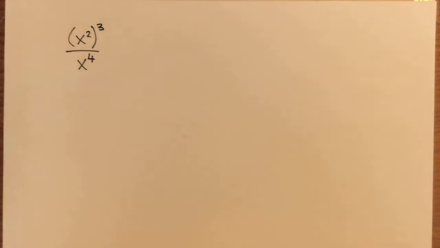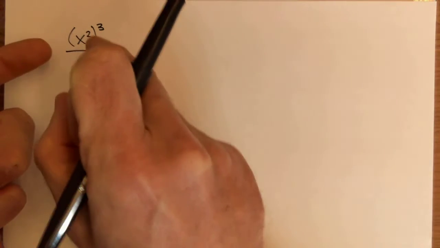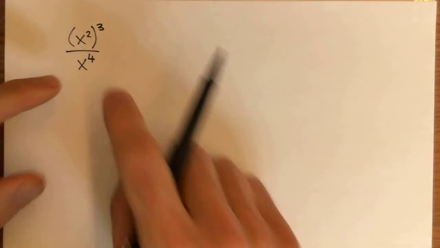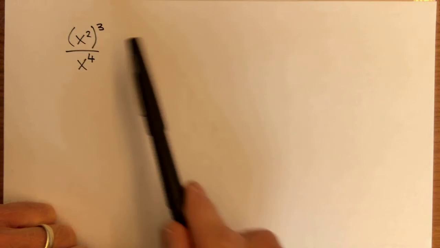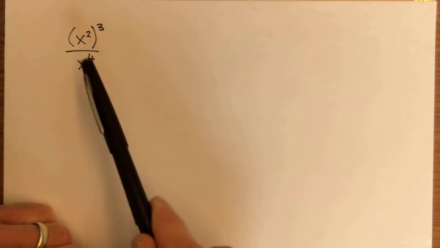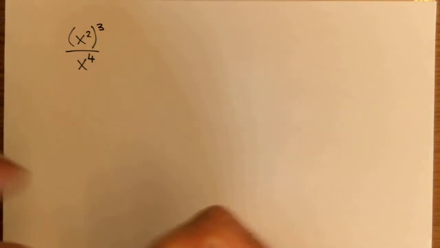Alrighty, so we've got x squared, then all to the power of 3, over x to the power of 4, and we have to simplify this expression. We're going to use some of our exponent property rules. So let's simplify the top here. The bottom is already ready to go. It's just x to the power of 4.